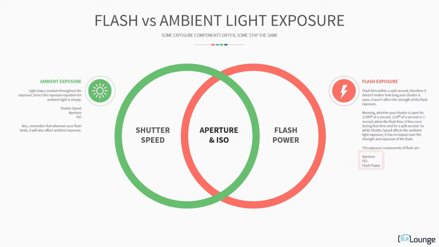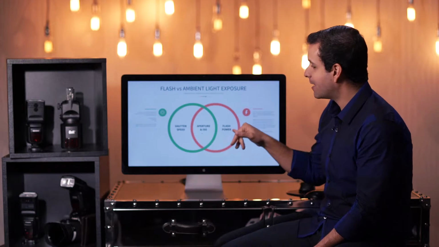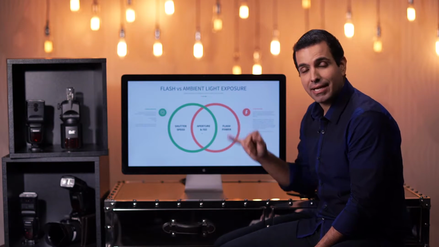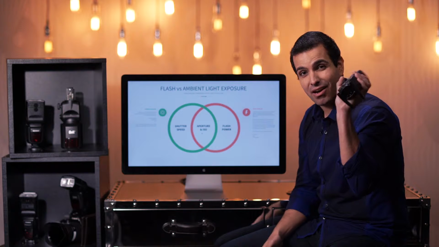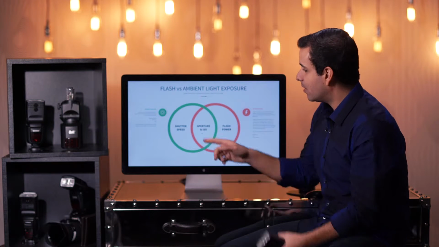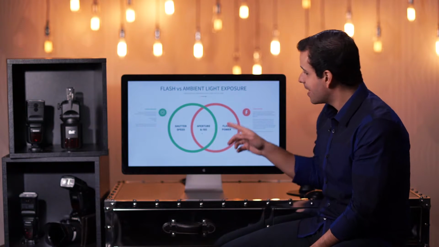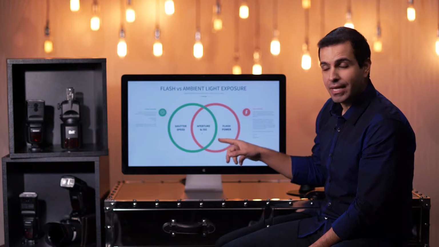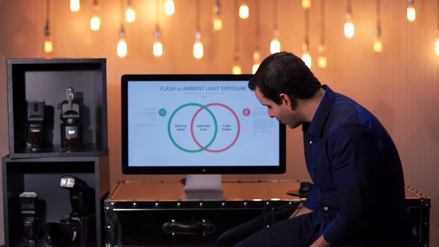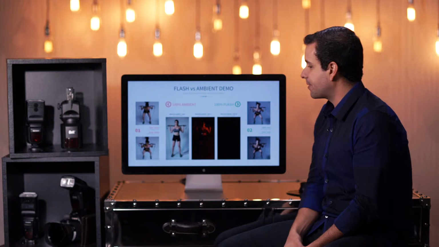Over here on the right side, we have flash power, aperture, and ISO because remember, the flash fires so quickly that the shutter speed here does not matter. Whatever the flash power is set to, whatever our aperture and ISO on the camera is set to, and flash power is dialed in on the unit itself while the aperture and ISO is on your camera, that gives you your flash exposure. So those are two separate things. So let's see how they work out now in this demonstration.